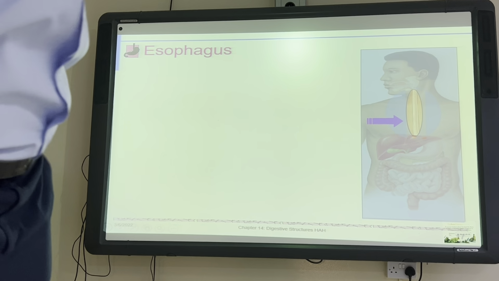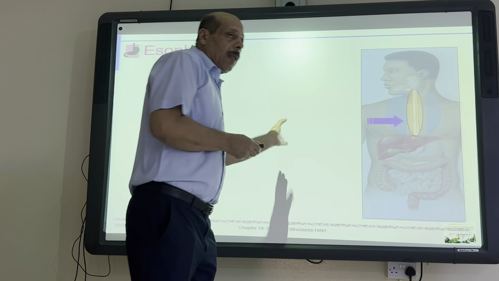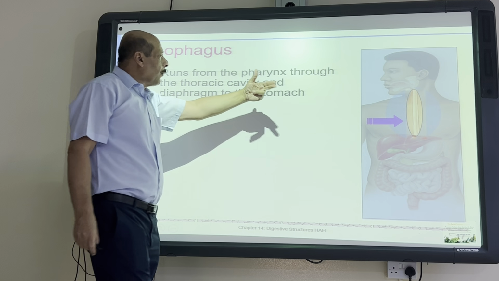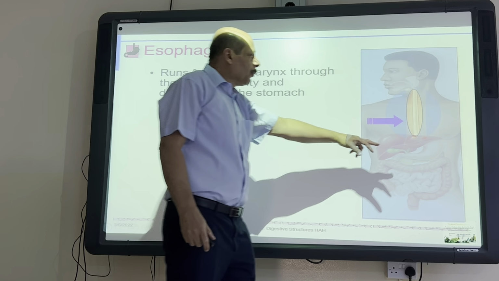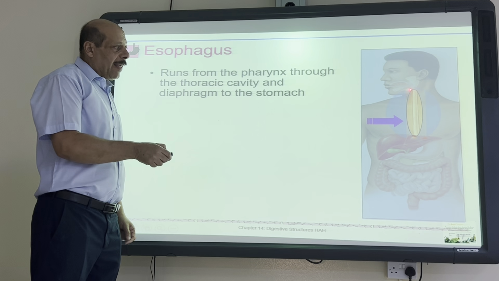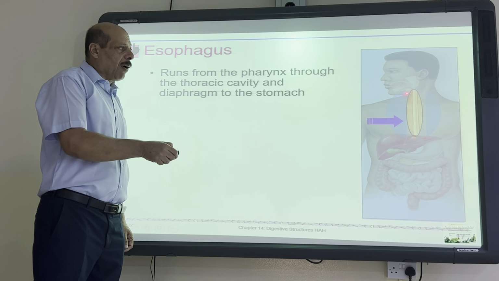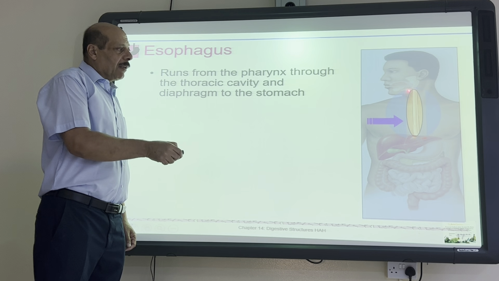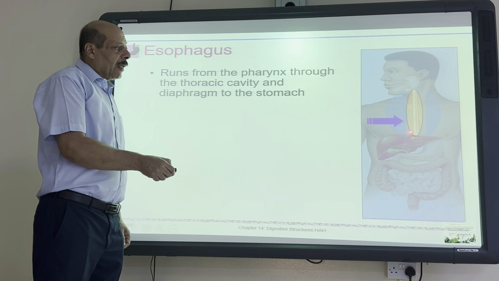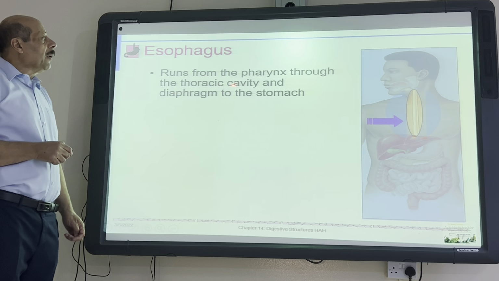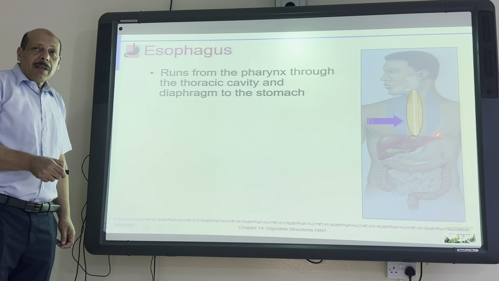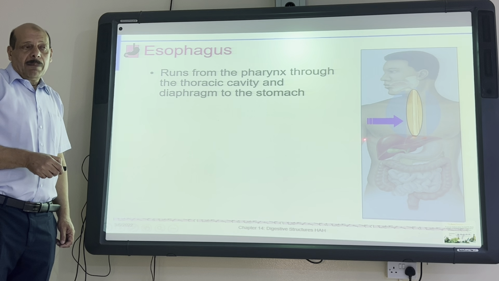For this session, we will continue with the digestive system. We reach up to the esophagus here. In the structure of the esophagus, it runs from the pharynx up to the stomach. It is a tube that transfers the food from the mouth, running from the pharynx up to the stomach through the thoracic cavity, and it also goes through the diaphragm.